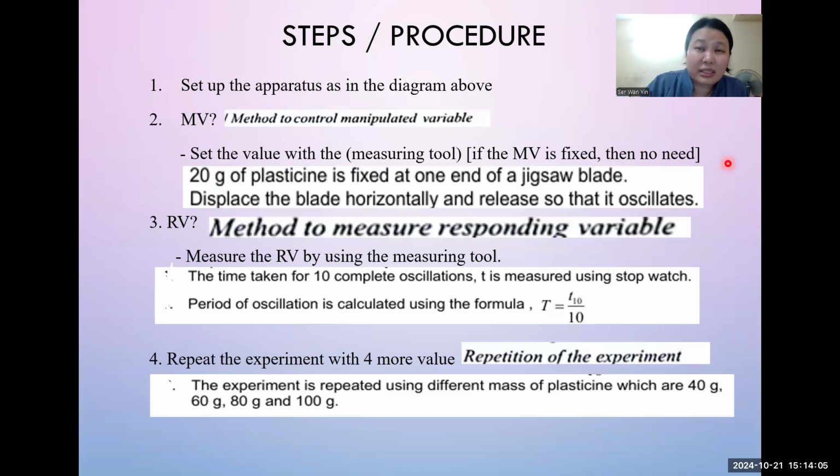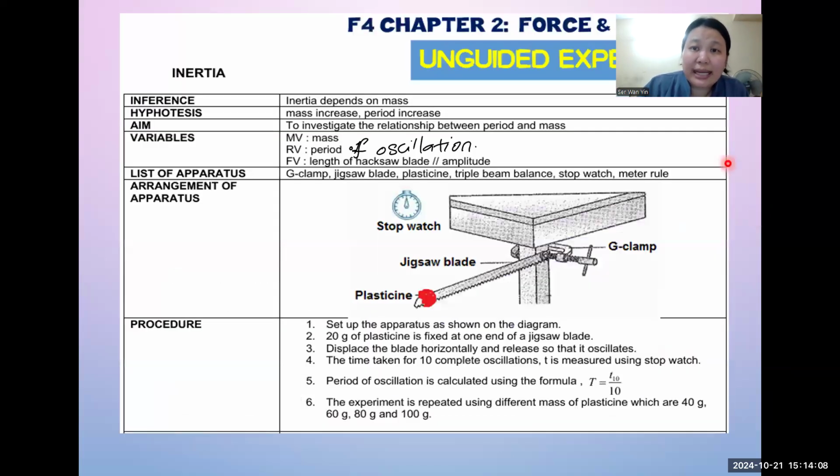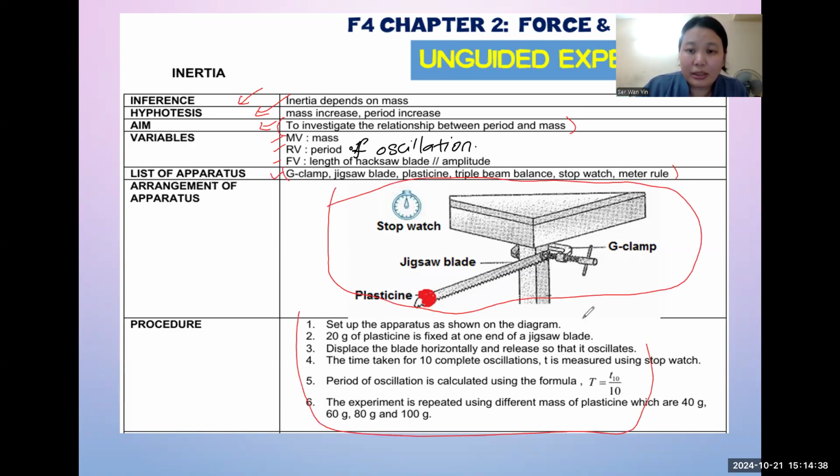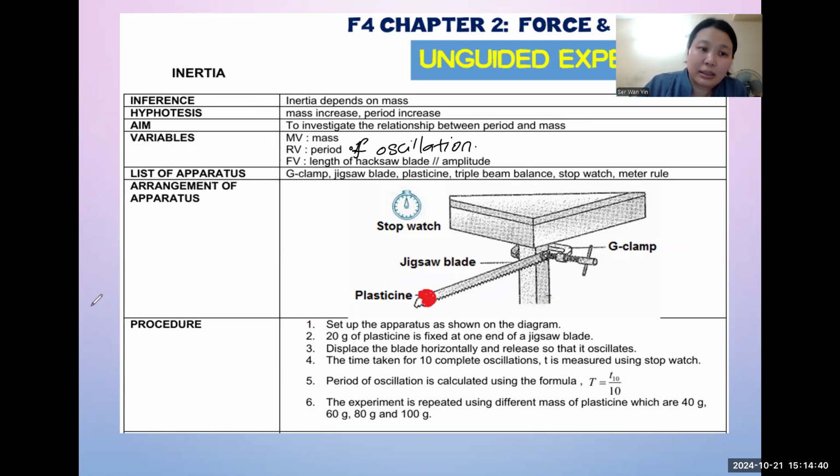Or you try to memorize. Right, so now if guided, they will almost give you everything. But same thing like inference, you write yourself. Hypothesis, you write yourself. Aim, normally they would tell you in the beginning of the question already. So variable MV, RV, CV, or FV, up to you. List of operators like this. Arrangement like this. Stopwatch, and so on. Okay, see, setup. Actually, I copied this too just now. Same thing, I showed you before already.